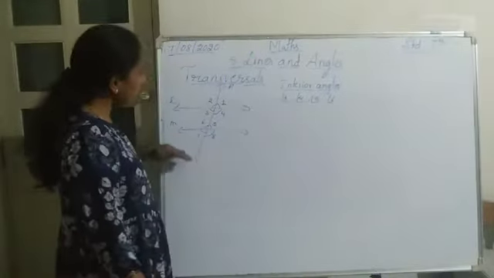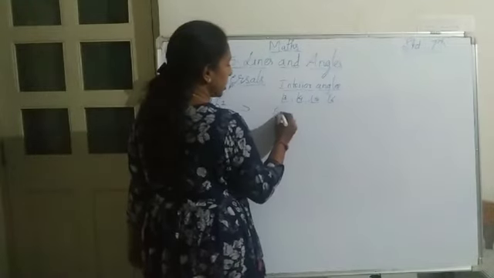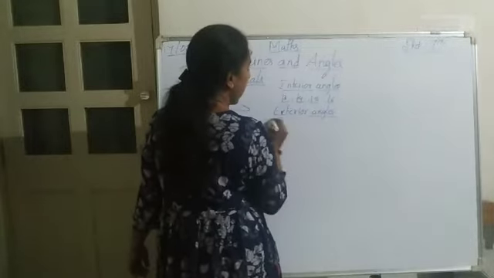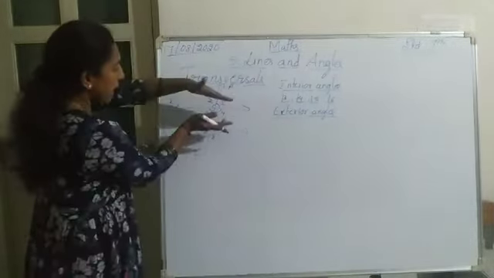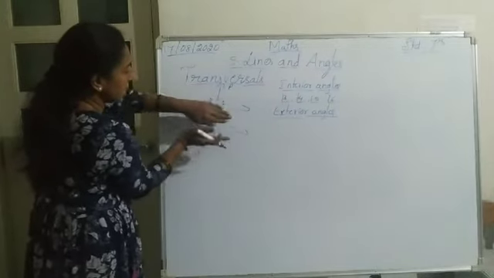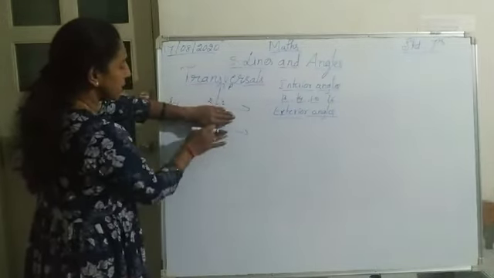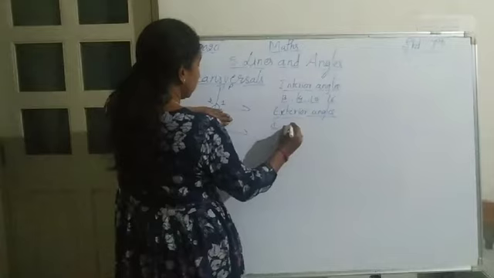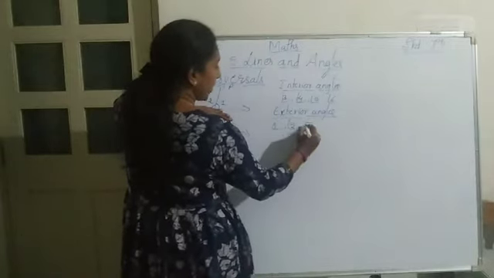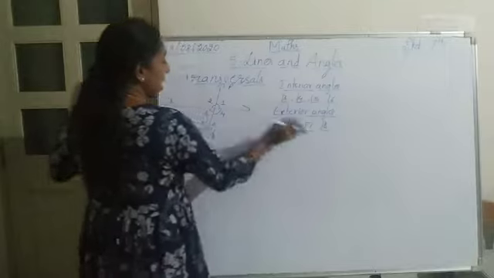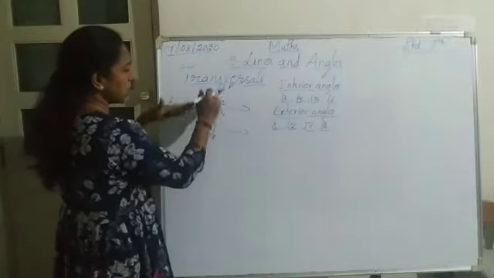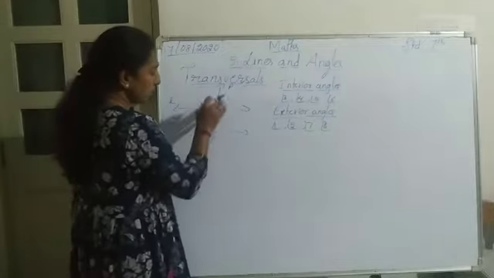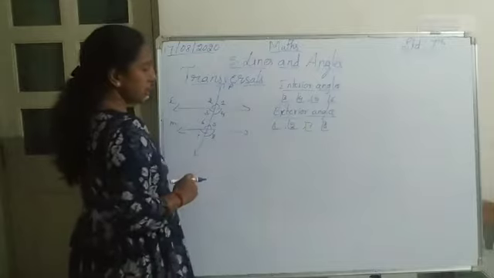Now in the same way, one more type is there, that is called the exterior angles. They are exterior because they are not between these lines, they are outside these ones. If I close this one, the angles you can see are outside of those two lines. Those are angle 1, angle 2, angle 7 and angle 8. These are outside those parallel lines, so these are called exterior angles.